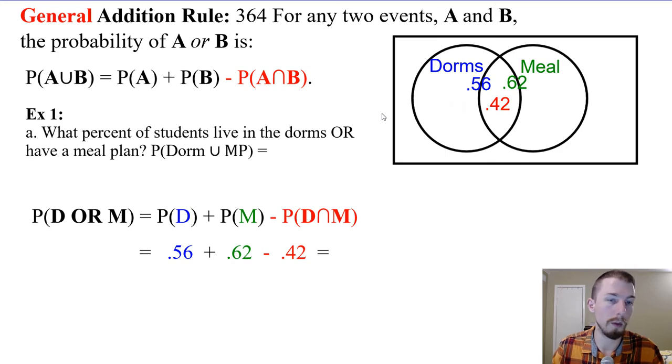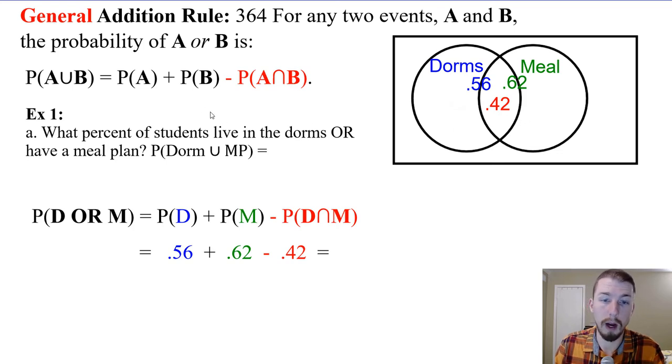So normally before, when we wanted to know the probability of A or B occurring, so if you had a meal plan or lived in the dorm, we would have them when they were mutually exclusive and there was no overlap. For instance, like having type A blood or type B blood. Well, nobody can have both types of blood. You can't have AB, but that's not the same thing, right? And so they were mutually exclusive. You can't be a freshman and a sophomore at the same time, so we could just add them together. But now there's overlap, right? We can't just add dorms and meal plans. That would be 1.18. Well, we can't have a probability over 1, so we know there's something wrong.